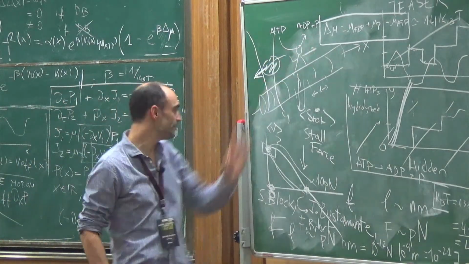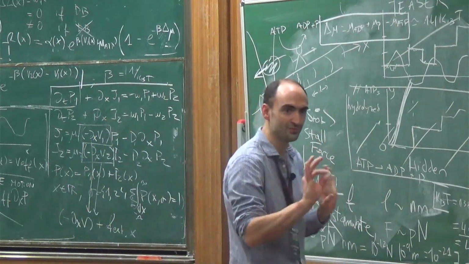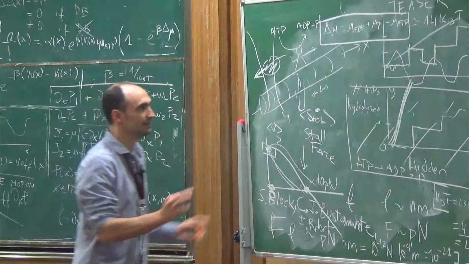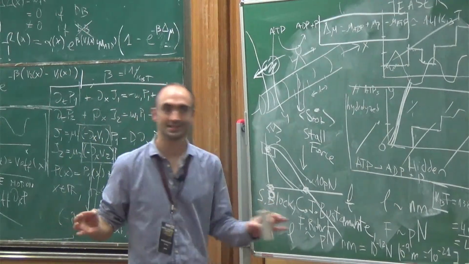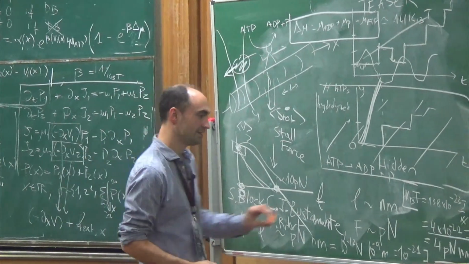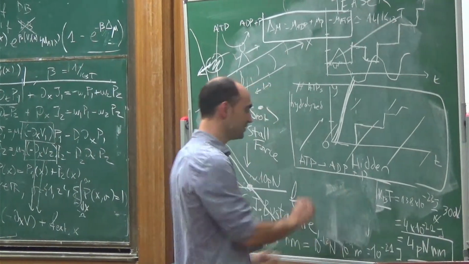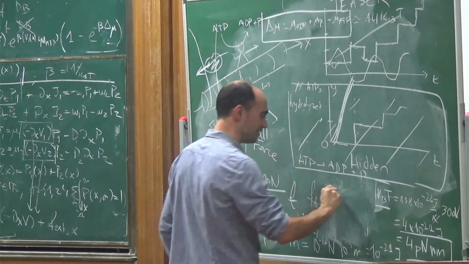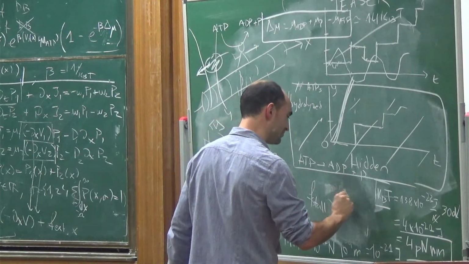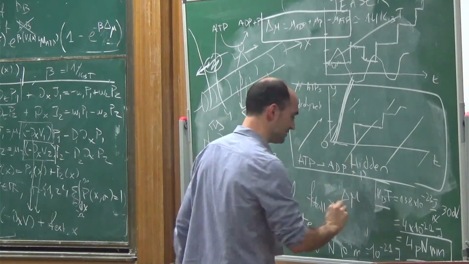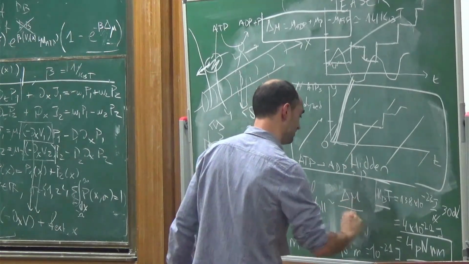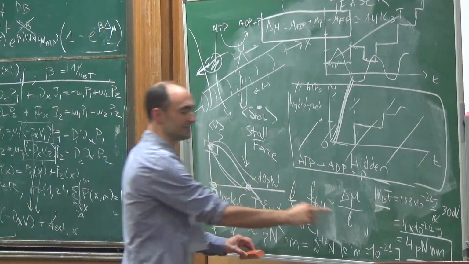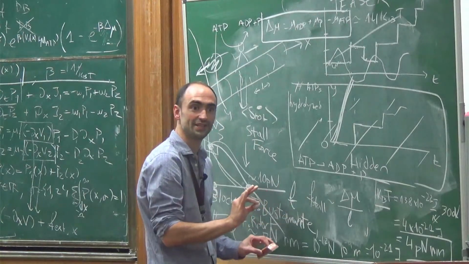Typically the stall force, in order of magnitude, here there is mechanics and chemistry, so there is a tug of war, one versus the other. So typically the stall force is of the order of delta mu divided by L, where delta mu is an energy difference and L is the filament length. So FL has units of energy, delta mu has units of energy as well.